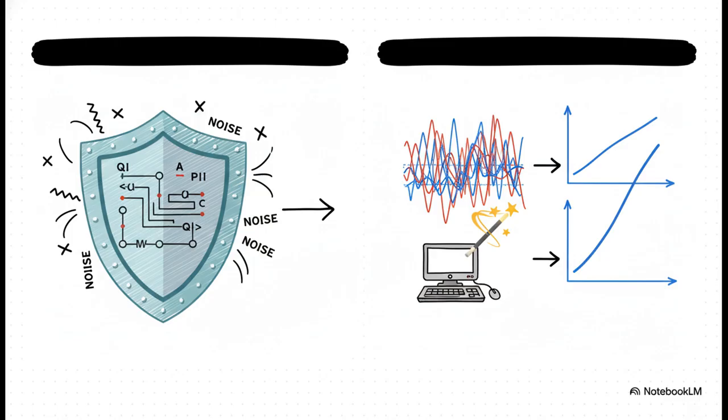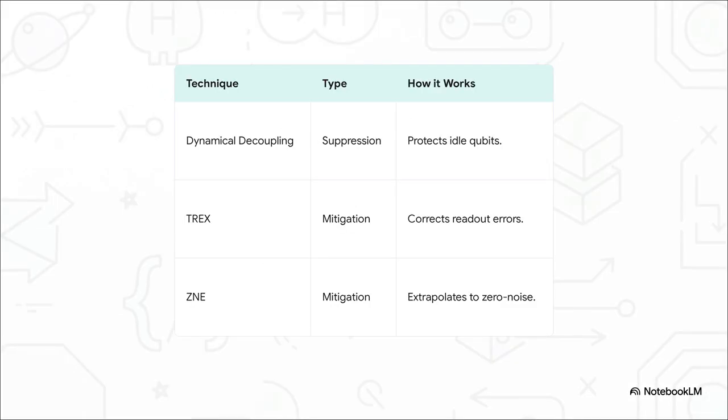The second strategy is error mitigation. This happens after the run is over. It uses some really clever classical computing to look at the messy, noisy results and figure out what the perfect, noise-free answer probably would have been. And there are some really cool techniques built right in. For example, there's dynamical decoupling, a suppression trick that keeps idle qubits from just losing their quantumness.